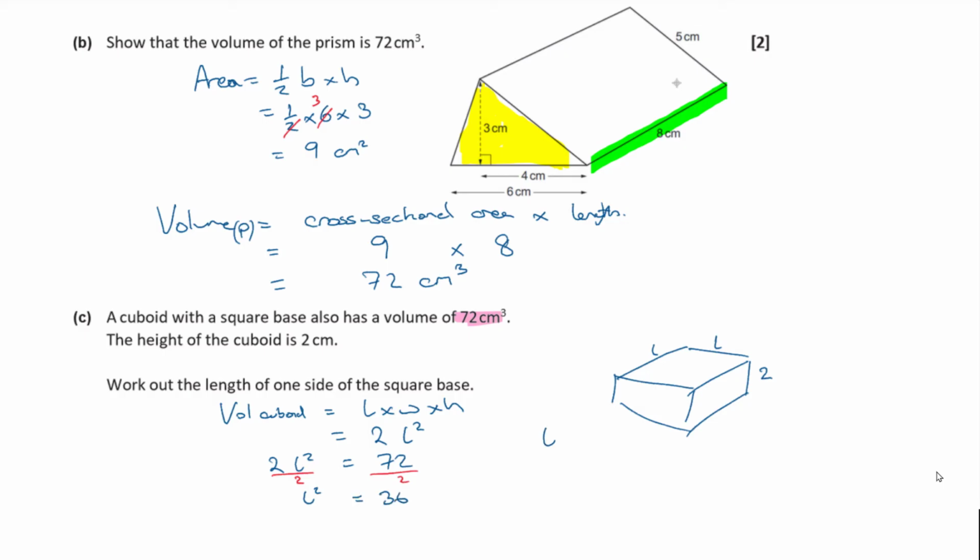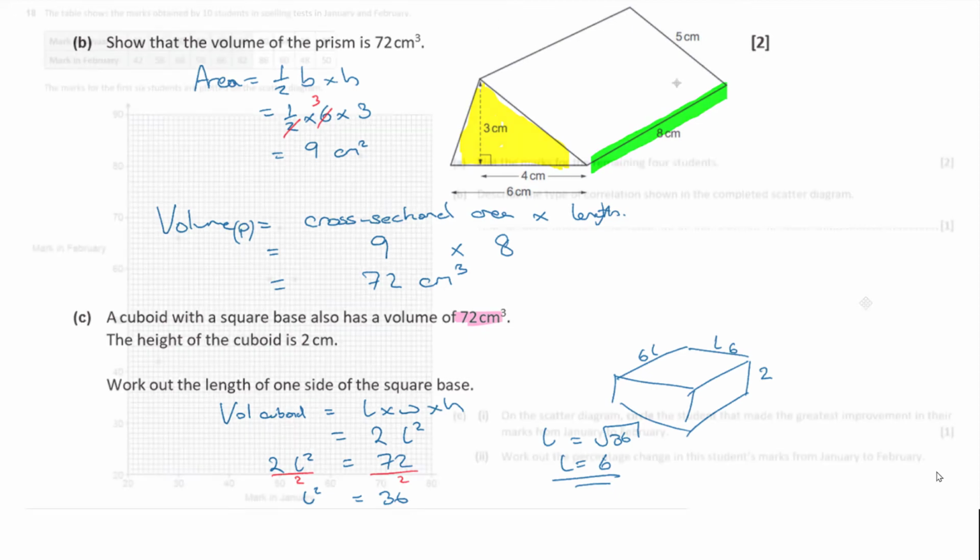So then L is going to be the root of 36, isn't it? And what's the square root of 36? It is going to be 6. L is 6 is the final answer. Okay, so it's going to be a 6 by 6 by 2 cuboid. 6 times 6 is 36, times 2 is 72. Seems to work. Happy with that. Let's move on. Question 18.